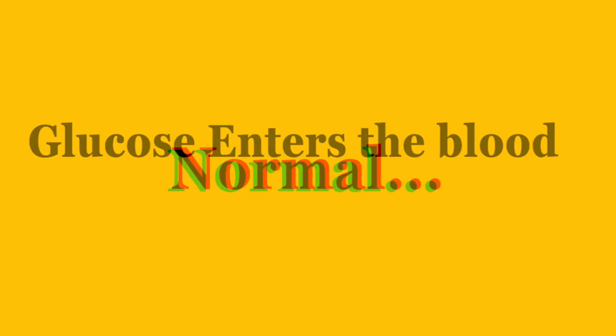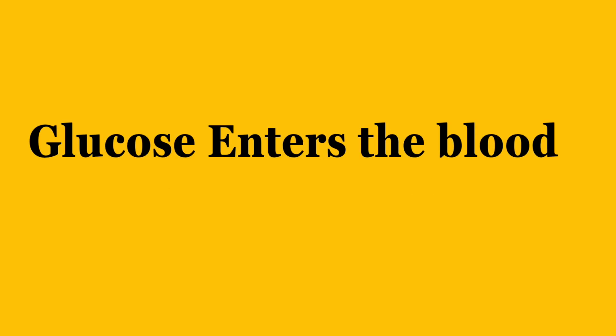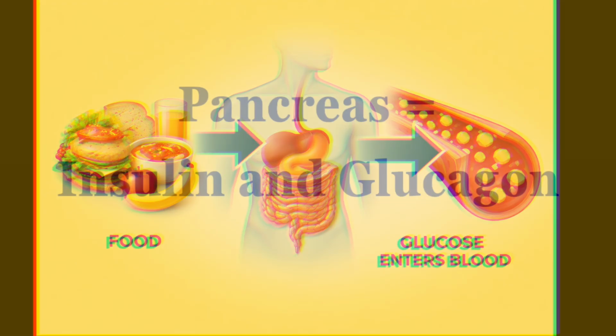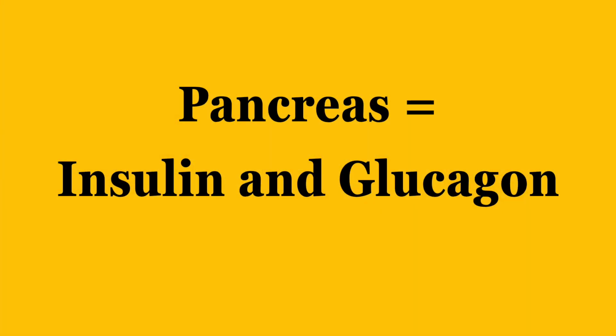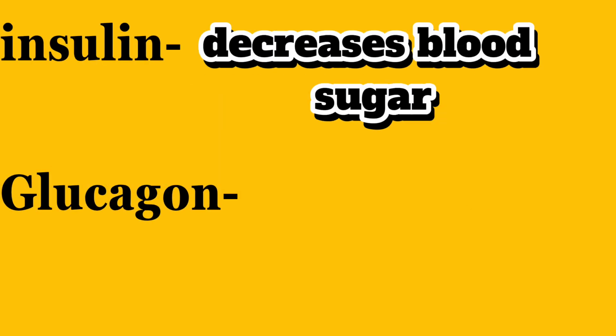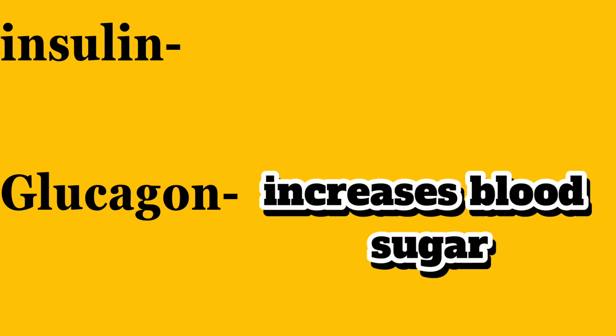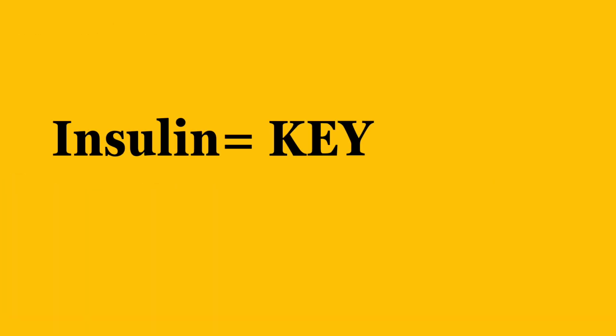As usual, let's take a look at the normal. Once we eat food, it is broken down into glucose. So you eat food and it is digested. The end product is glucose. This glucose is released into the bloodstream and it's just there waiting. The pancreas secretes two hormones, insulin and glucagon. So insulin decreases blood sugar, while glucagon increases blood sugar. Now, insulin acts like a key that allows glucose to move in from the bloodstream into the cells.